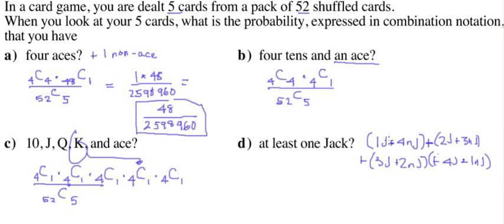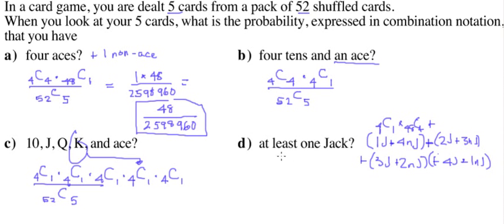You could totally do this. It would start out 4C1 times, there are 48 cards which aren't jacks, so 48C4 plus 4C2 times 48C3, and so on, and then you could add all those up and try to simplify the result. Is there another way to do at least one?